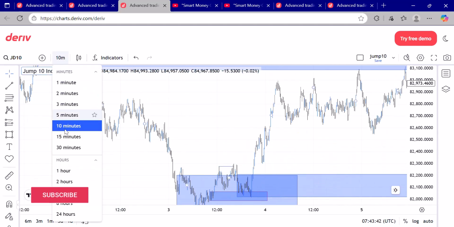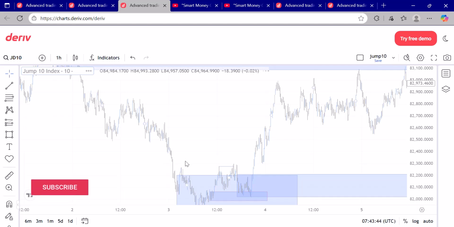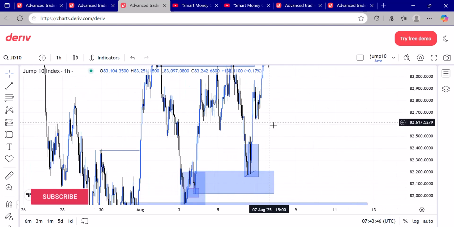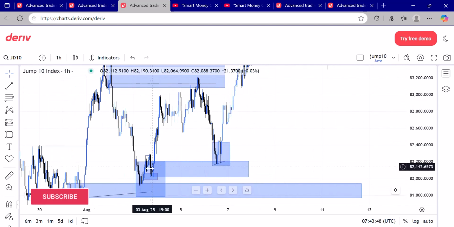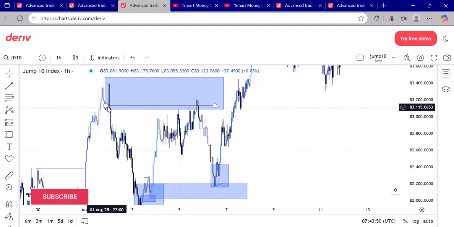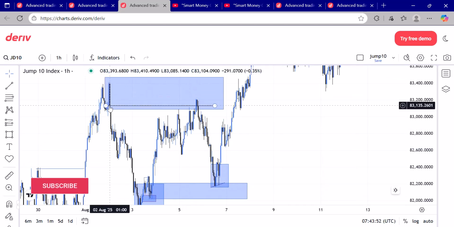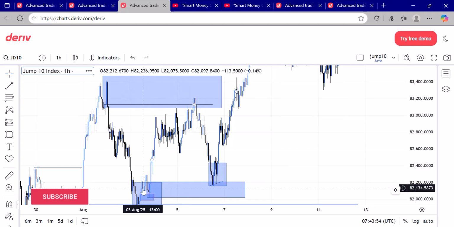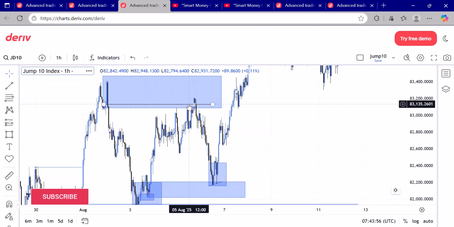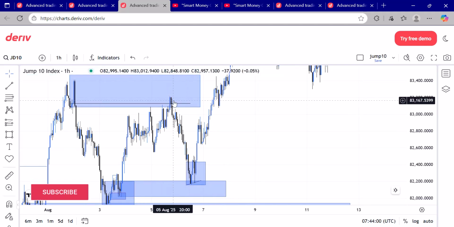And now where would have been our target profit? This would have been our target profit. Okay, so if we enter here, this would have been our target, the next demand zone on the upside. So price came in and got there. So this is where we got out of the market.